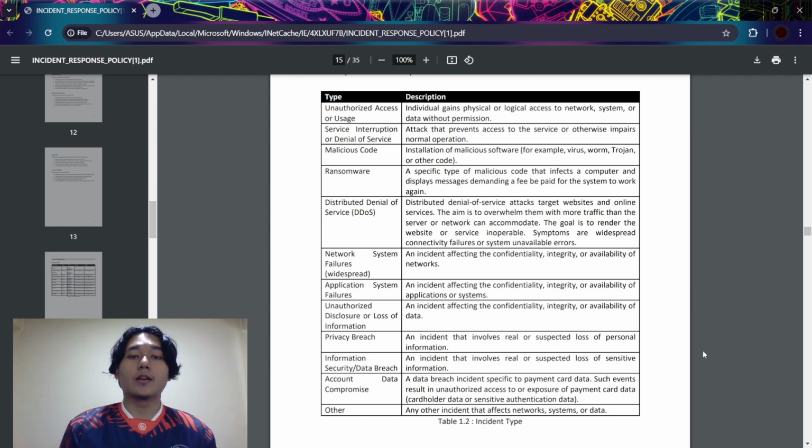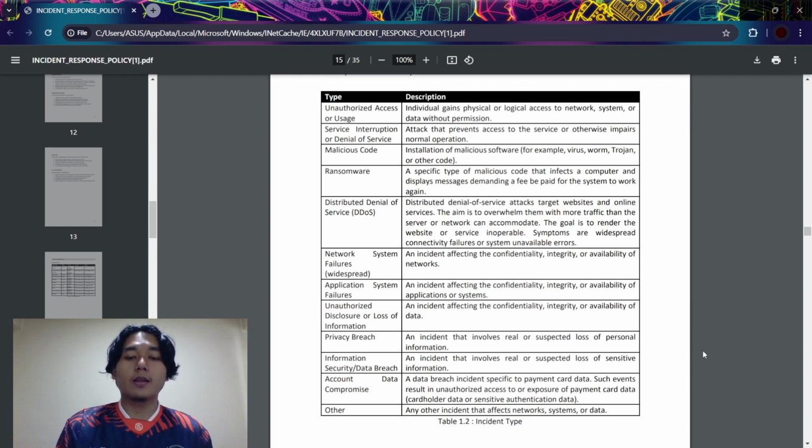Next one is service interruption or denial of service. The meaning of that is an attack that prevents access to the service or otherwise impairs normal operation, where we had malicious code, ransomware, distributed denial of service, which we call DDoS, network system failure, application system failure, and unauthorized disclosure or loss of information, an incident affecting the confidentiality, integrity or availability of data.